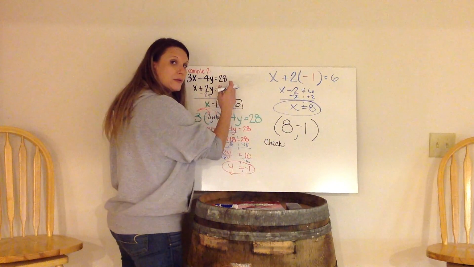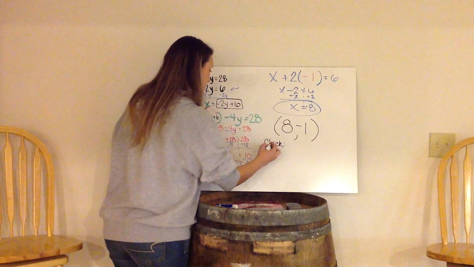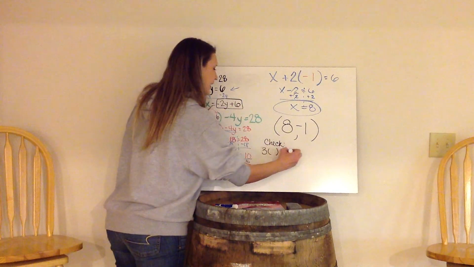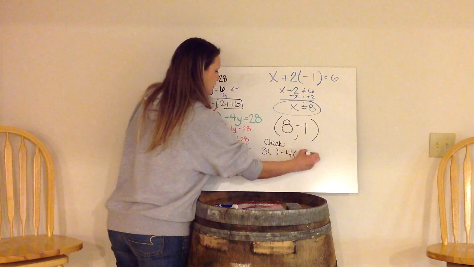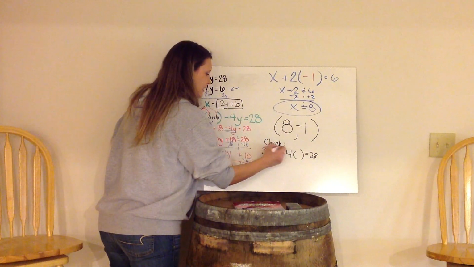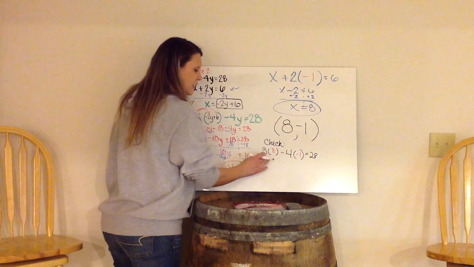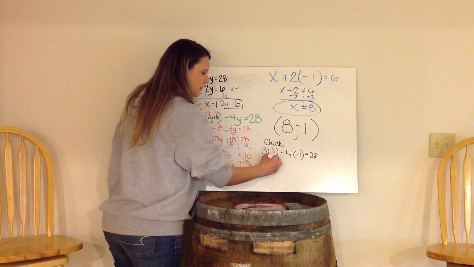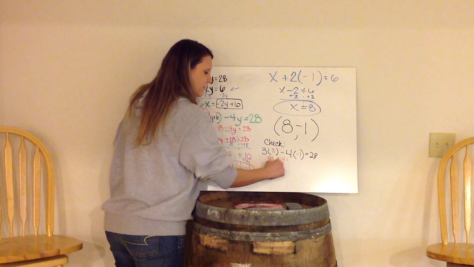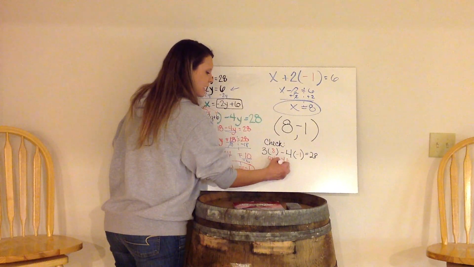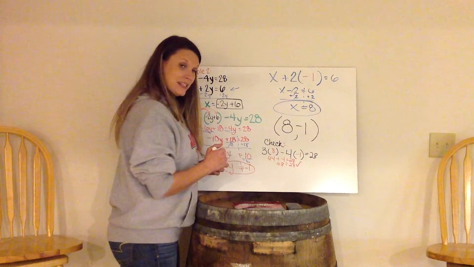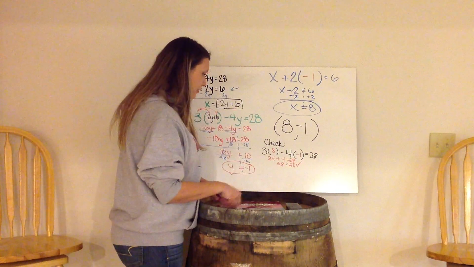Remember, when you're checking, you always want to plug it back into your original equations. My x value for x, and my y value for y. In this case, the x value is 8, and the y value is negative 1. 3 times 8 is 24. Negative 4 times a negative 1 is a positive 4. 24 plus 4 is 28. Since 28 does equal 28, we know that one's a check. Am I done? No. I got to go back and check the other equation now.